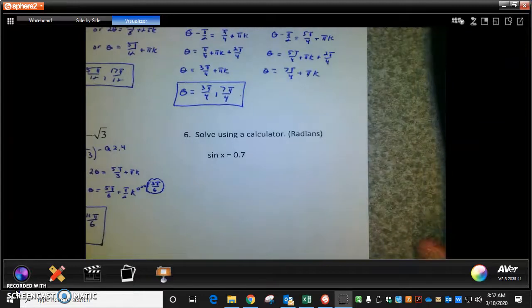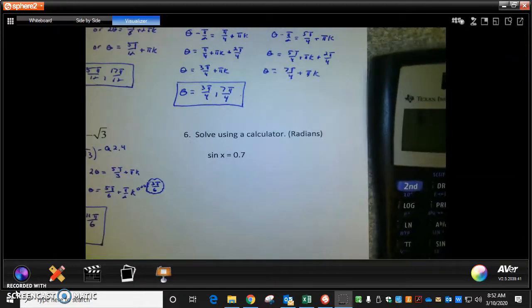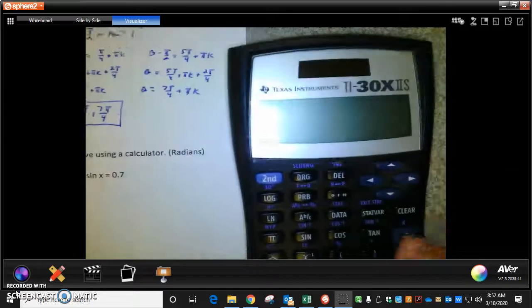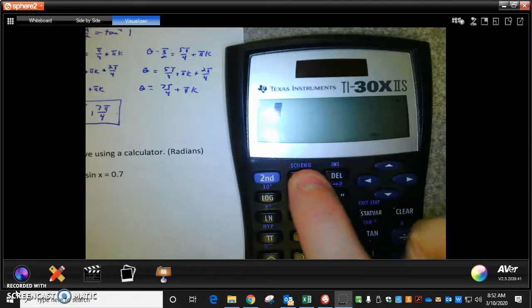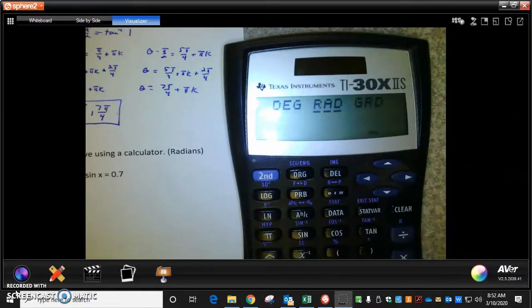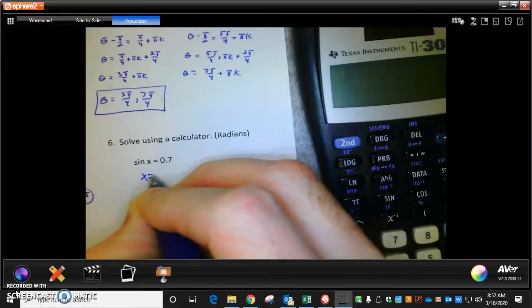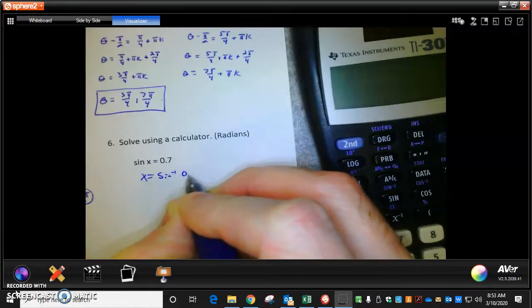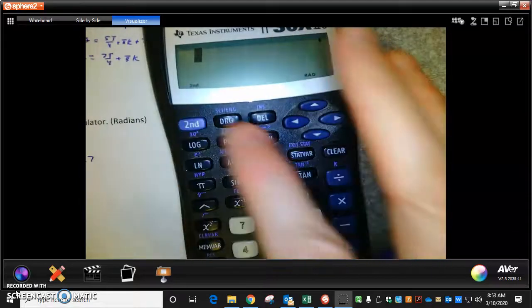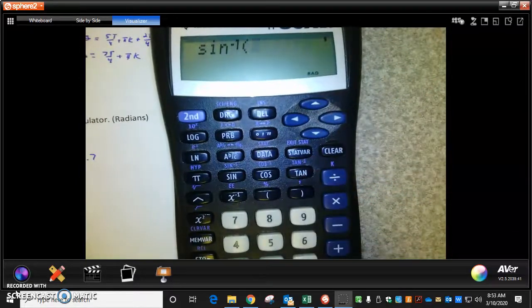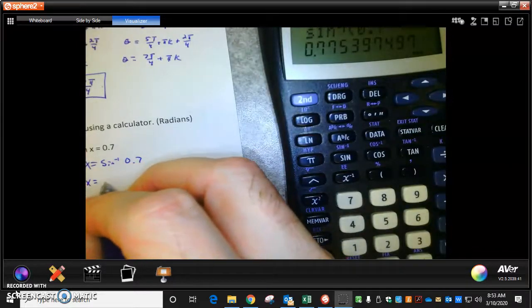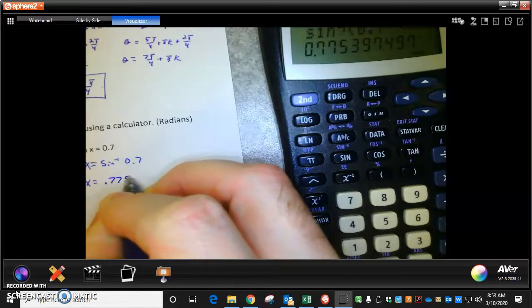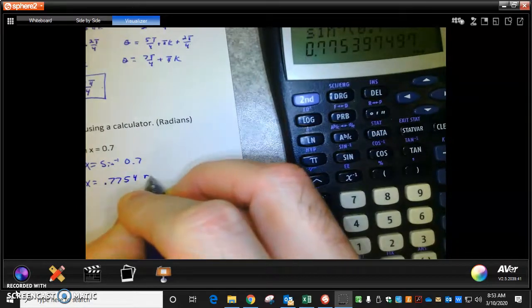All right, last one, I want to show you how you could solve one of these using a calculator, which the first thing you'd have to do is get your calculator into radian mode. So I have a little button here that says DRG, and I can click over to radians, and now I'm all set. So to solve this equation, it's just going to be the inverse sine of 0.7. So inverse sine 0.7, and my calculator tells me the answer is 0.775, let's say 4 radians.